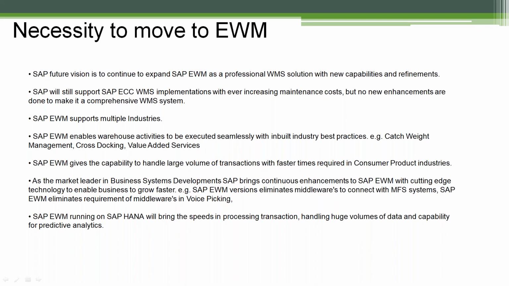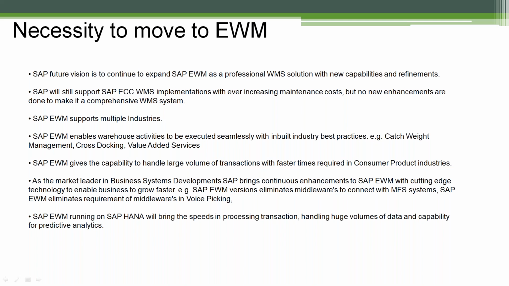SAP EWM is used across industries. Through S4HANA in the model company, SAP has provided SAP EWM as a warehousing solution, and they have proposed it for all the model company solutions they have for various industries. SAP enables warehousing activities to be executed seamlessly with inbuilt best practices. Catch weight management, cross-docking, value-added services, all these solutions can be executed seamlessly through the best practice experience that SAP has in implementing warehouse management in various industries.